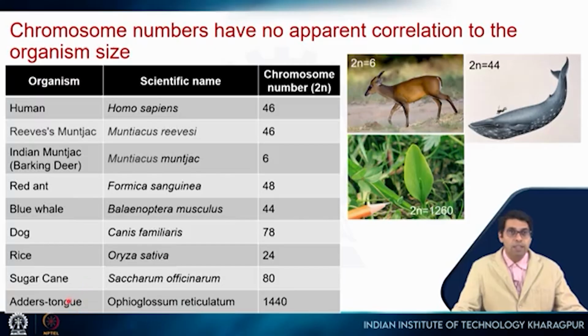And this one, adder's tongue, is most probably the one organism which has the largest number of chromosomes. The number of chromosomes reported for adder's tongue is 1440, right. And you can imagine that when a cell has to divide, these chromosomes will be replicated. So, this 1440 will become 2880, right. And each of those chromosomes will have to be separated or segregated into the 2 cells, right. So, that is a fantastic task that is achieved by our cells every second.